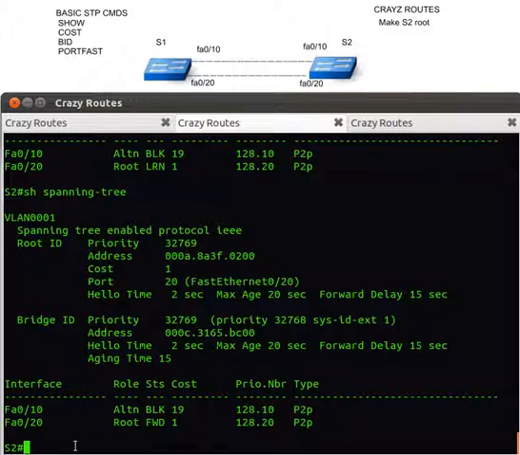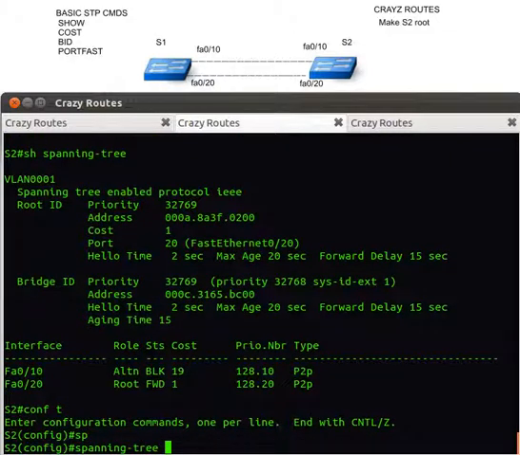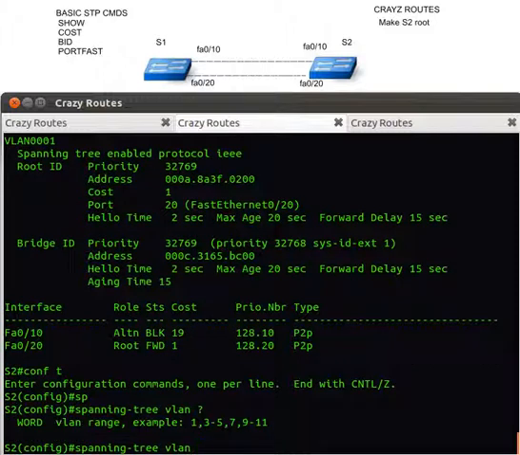Okay, now let's go with our bid commands. So we want to make switch 2 the root bridge. Let's get into global config, spanning tree, VLAN. Let's do a question mark here to show you something. You can either use the name of the VLAN or the range, or you can just use one VLAN. For our instance, we are only going to be using one VLAN, VLAN 1.